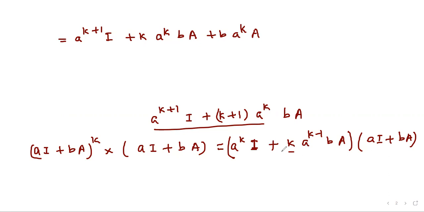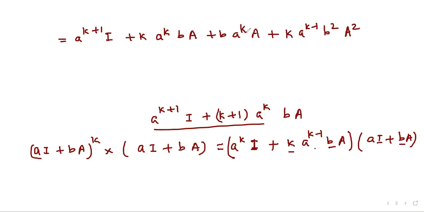Now we are going to multiply by ba to this number. So it will become k times k times a power k minus 1. Here b will become b square and a square. Now we know that a square equal to 0. So if a square equal to 0, then this term will vanish. We are left with three terms.